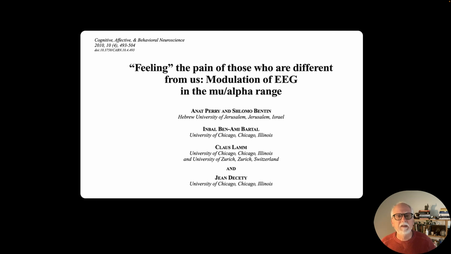So this is the thinking behind this study by Perry et al. that was published in 2010, Feeling the Pain of Those Who Are Different from Us: Modulation of EEG in the Mu/Alpha Range. You can see they're kind of riding the fence here between calling it mu, calling it alpha. Like I said, from what I can tell, most of this stuff where we call it mu could just be called alpha in other research.